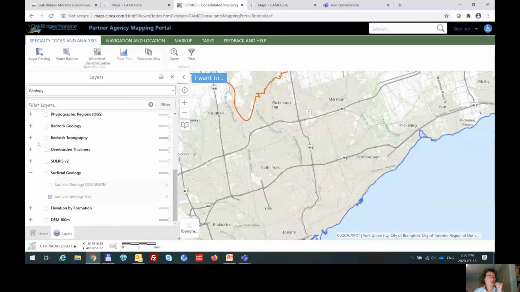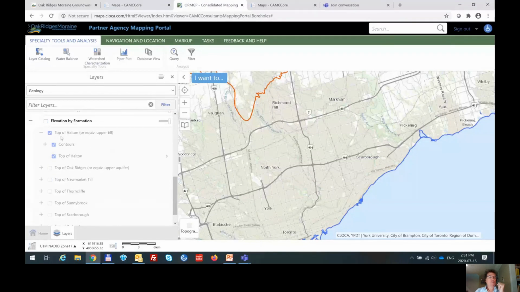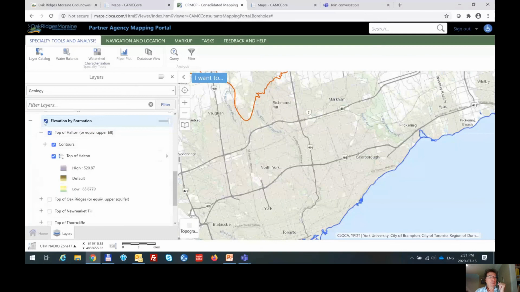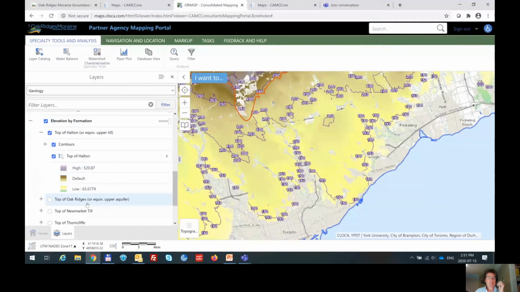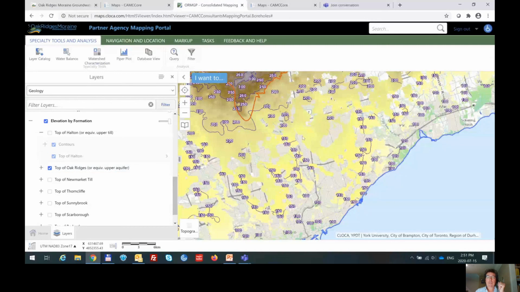And other map sets or info we have here, we have elevation by formation. So this basically means that we have interpreted tops of. In this case, we're showing an interpreted top of Halton Till. We have interpretations of the top of Oak Ridges moraine sediments. You can click on it and it gives you an elevation.